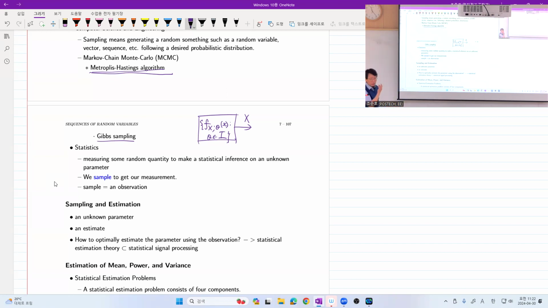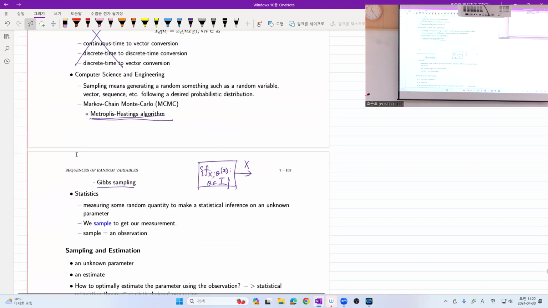So in statistics and in this section, sample means observation. However, in computer science and engineering, sampling means something different. Sampling means what I just told you during reviewing the last one. Sampling means random something generation. Got it? So they have different terms.